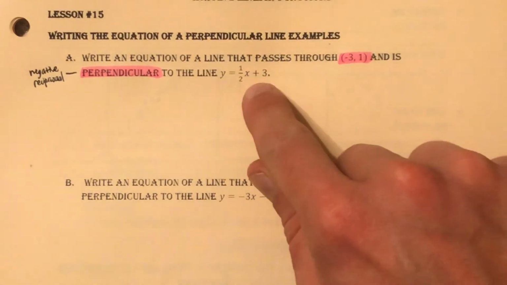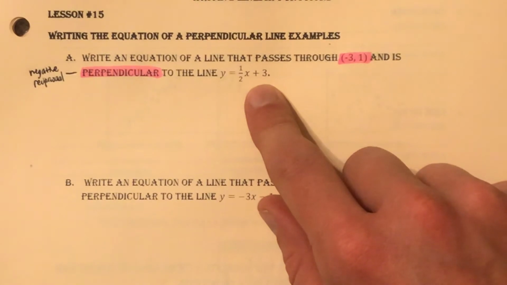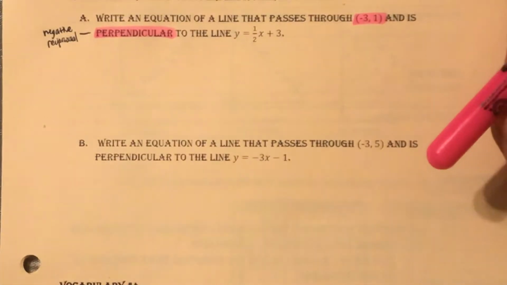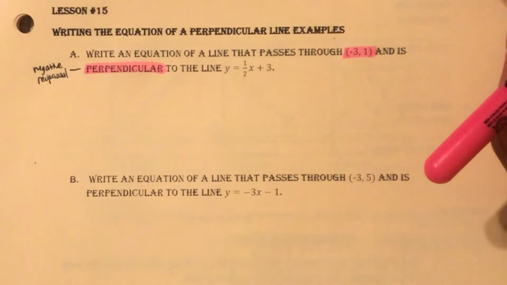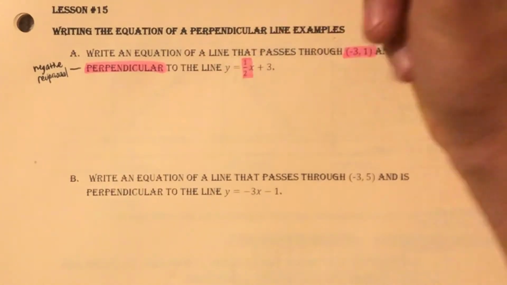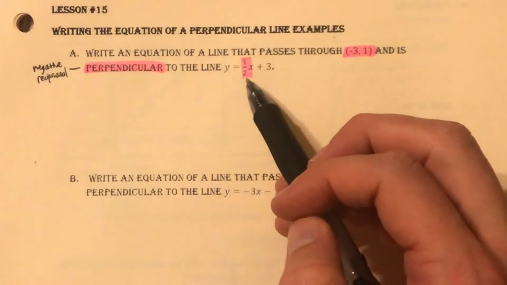So here is the original line, and then we're going to write an equation of a line that's perpendicular to that. Well, in order to do that, the first thing I needed to do is determine the slope of the original line, which was 1/2. All right, so we had an original slope of 1/2. So then I now need to create the negative reciprocal.